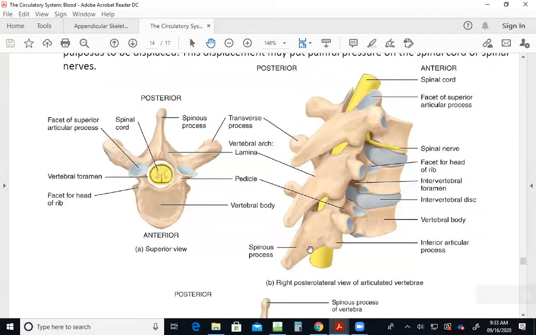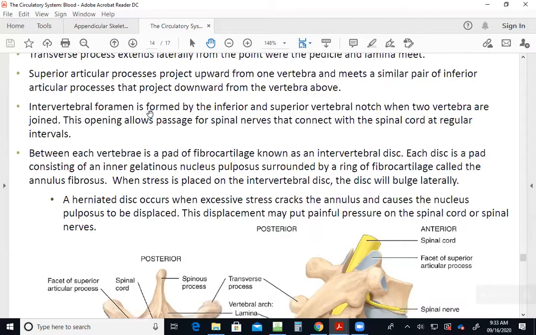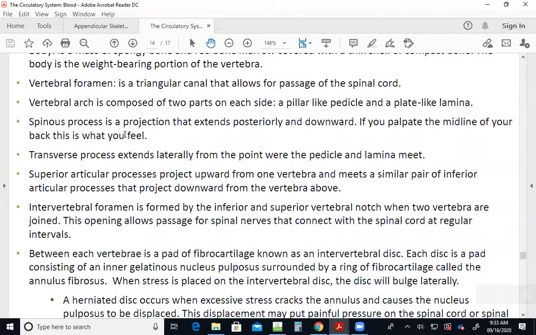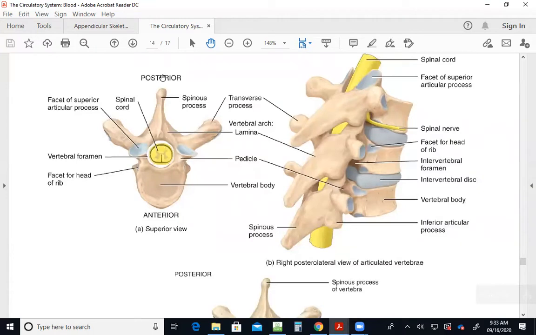Posterior, projecting backwards, is a spinous process that you'll want to highlight in both images. The spinous process is going to be what you can actually feel if you palpate or run your fingers down the midline of your back, or if you do it to somebody else, you'll feel little bumps at regular intervals. Okay. Do not confuse the spinous process, which is only singular, with the two transverse processes that you'll want to highlight.